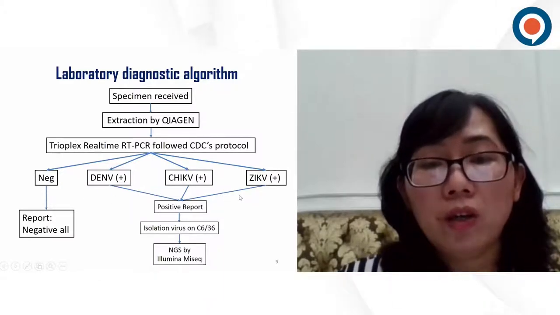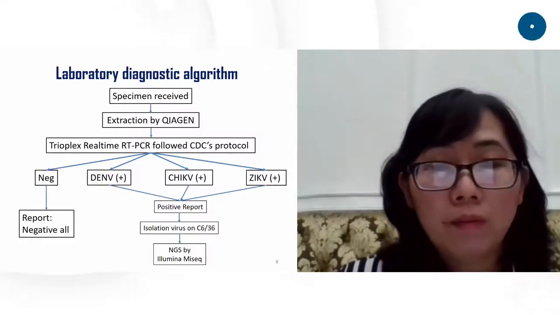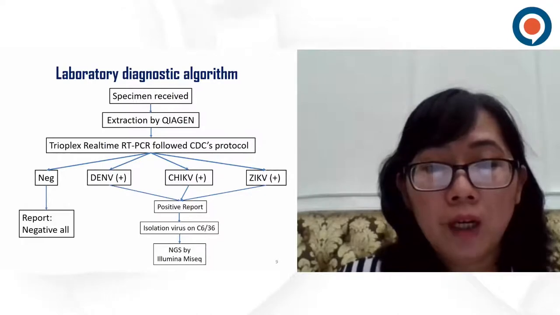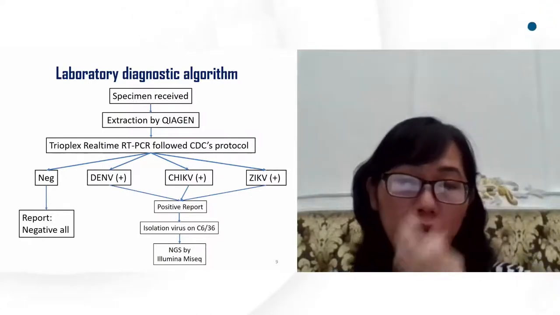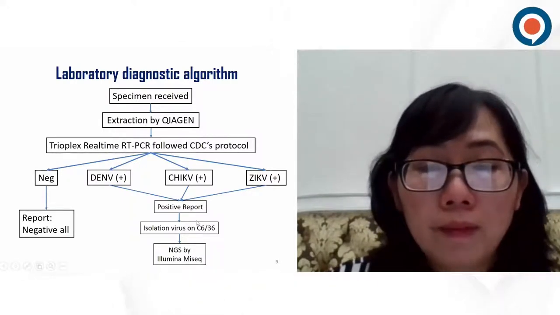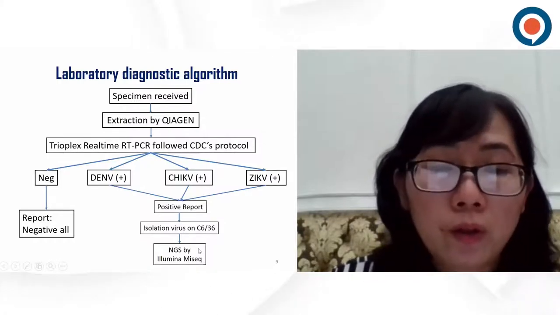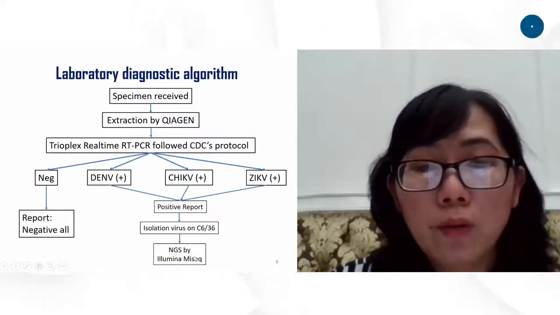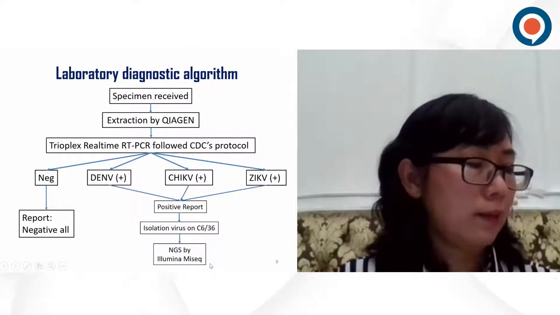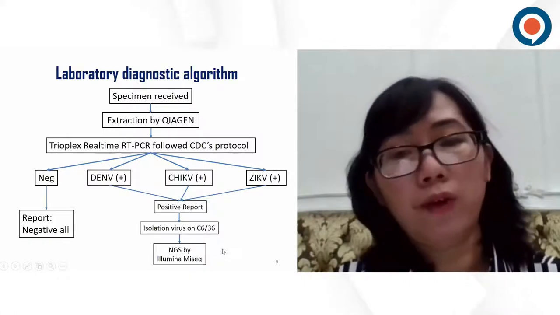Additional research, including inoculation of seropositive samples onto the CC36 cell line. And for the virus isolates obtainable, we will perform next generation sequencing by Illumina MiSeq to try to identify the genotype of this virus strain.